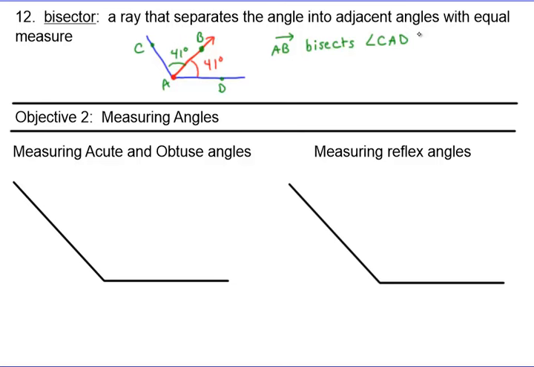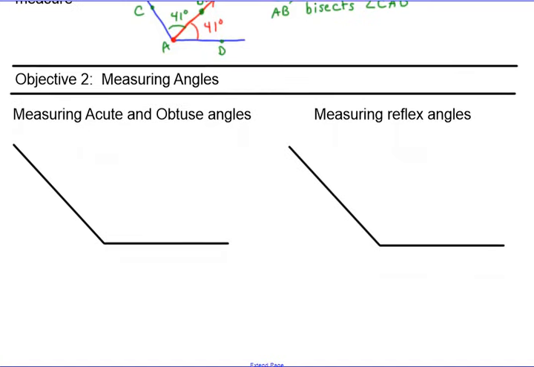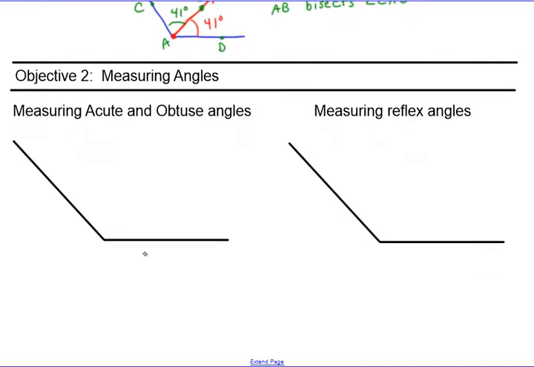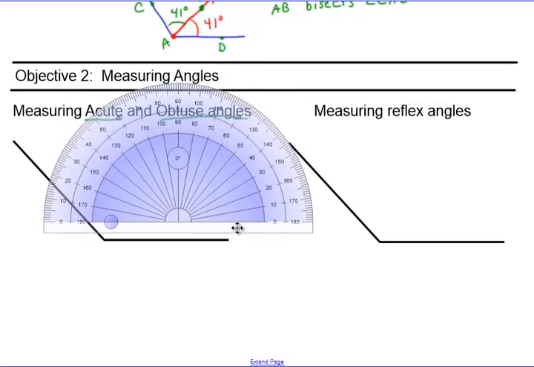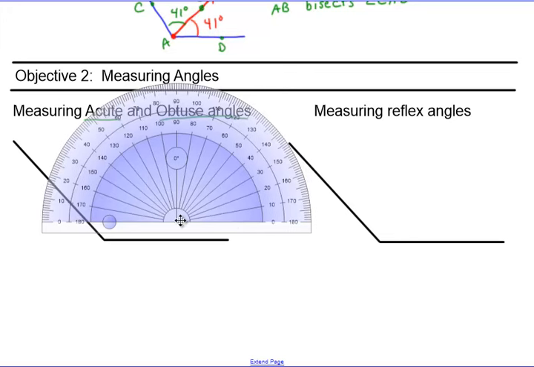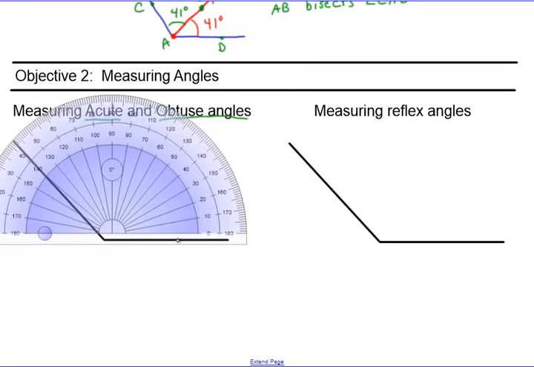Alright, now what we're going to do is talk about measuring some angles. So let's measure some angles. I have two angles. We're going to first talk about measuring acute and obtuse angles. We're going to start with an obtuse angle because remember, obtuse means that it's between 90 and 180. And so I am looking for my protractor, and here's my protractor. Excellent. Whenever you measure an angle, you're going to put the vertex right here in the middle at the bottom.